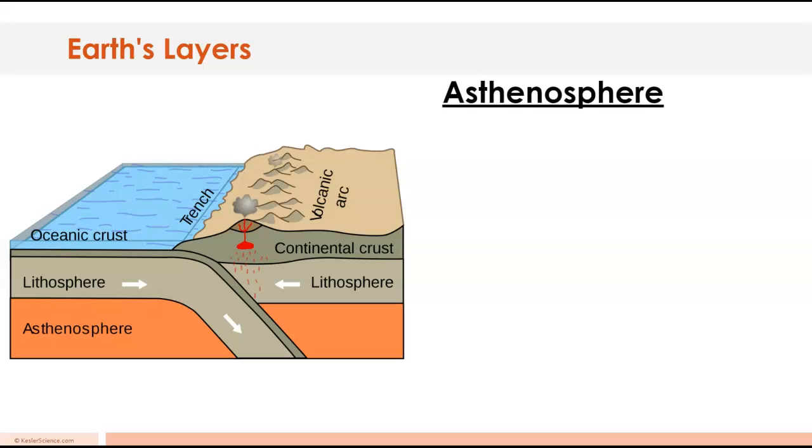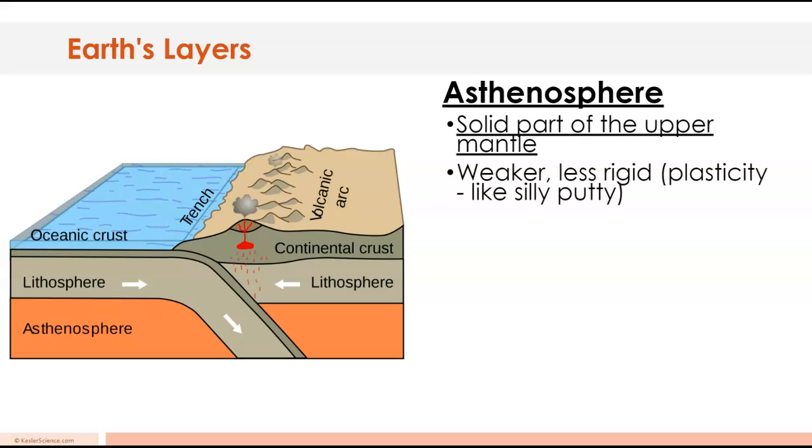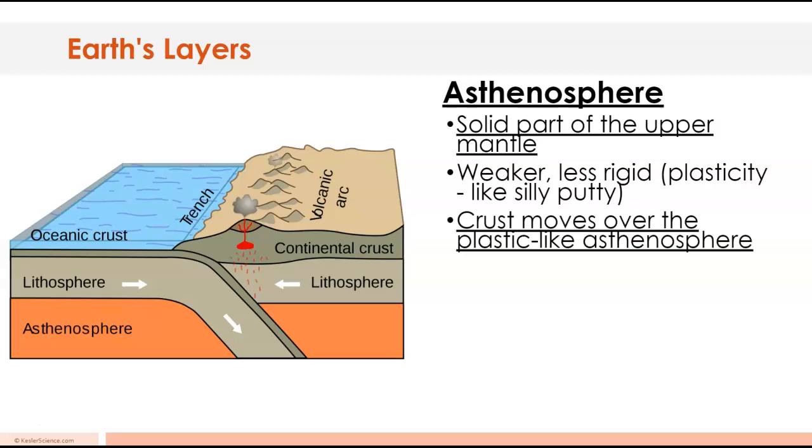And then below that is the asthenosphere, which I can never say right, the asthenosphere. So it's the solid part of the upper mantle. It's like the consistency of silly putty or really thick toothpaste. So it can move, and it moves over the plastic. The crust moves on top of this plastic-like asthenosphere.